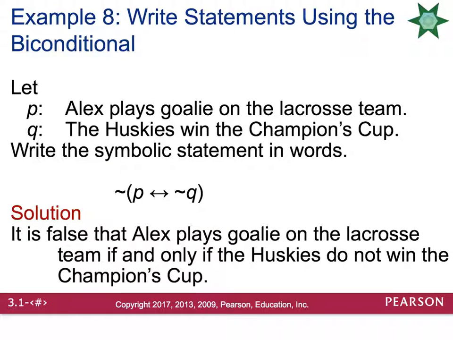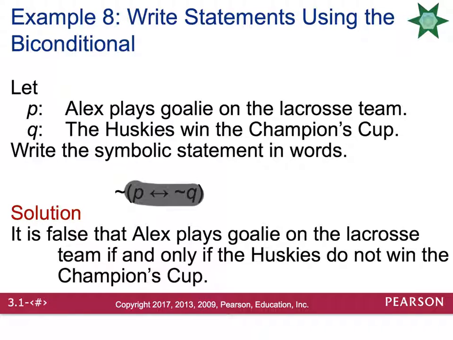Now here we're going to translate a symbolic logic statement into words. Because we see the negation in front, let's focus on what's in the parentheses first. So we have P double arrow negation Q. That would be: Alex plays goalie on the lacrosse team if and only if the Huskies do not win the Champions Cup. Now let's do the negation. We're going to put the "it is false that" in front. So worry about what's in the parentheses first and translate that statement, and then put the "it is false that" in front because we're negating everything. We can do this after the fact as part of the words there.